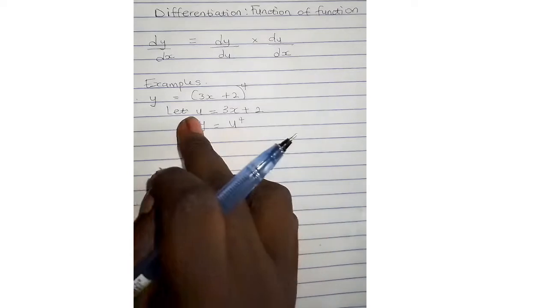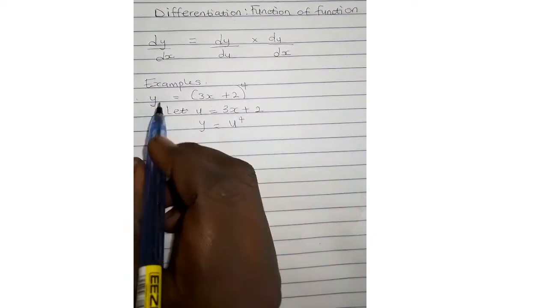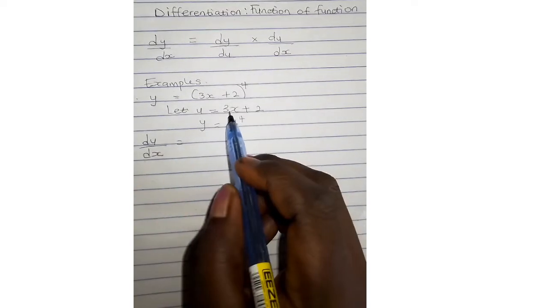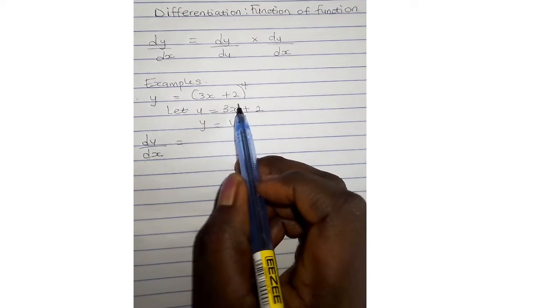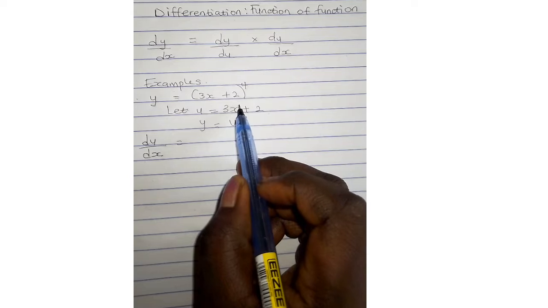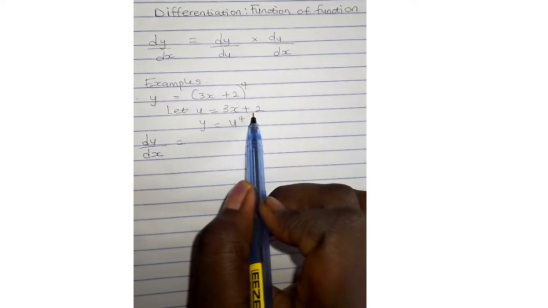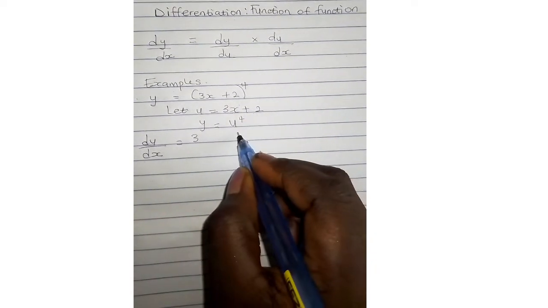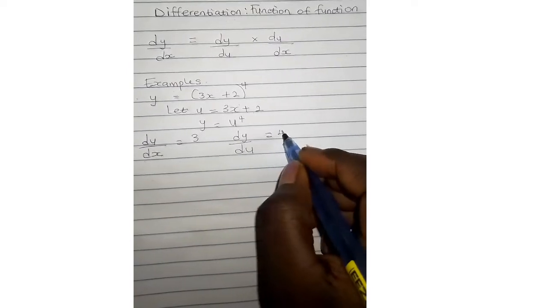So we are going to look for du/dx and dy/du. So du/dx is equal to, when you differentiate 3x + 2, if you differentiate 3x, it will be 3 times x to the power of 1, 1 minus 1 is 0, and x to the power of 0 is 1. And when you differentiate a constant, it turns 0, so we're going to have 3 here. And when we differentiate dy/du, we're going to have 4u to the power of 3.